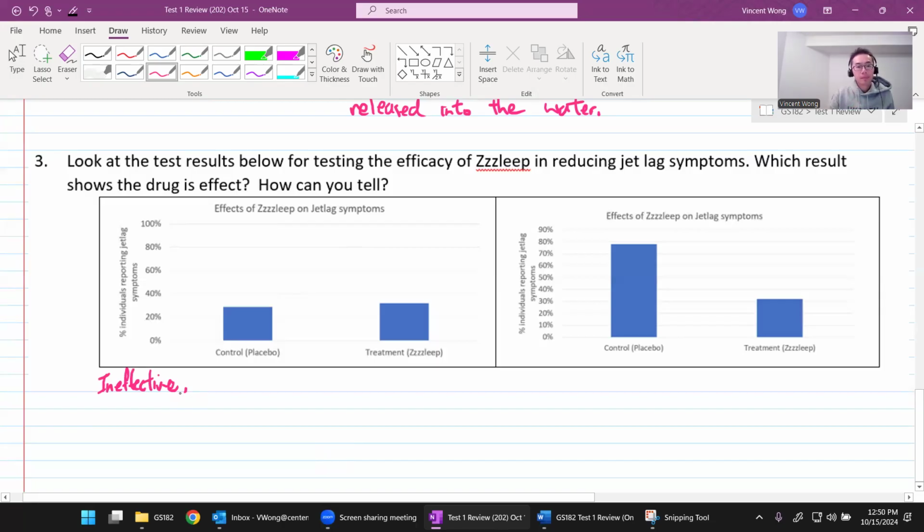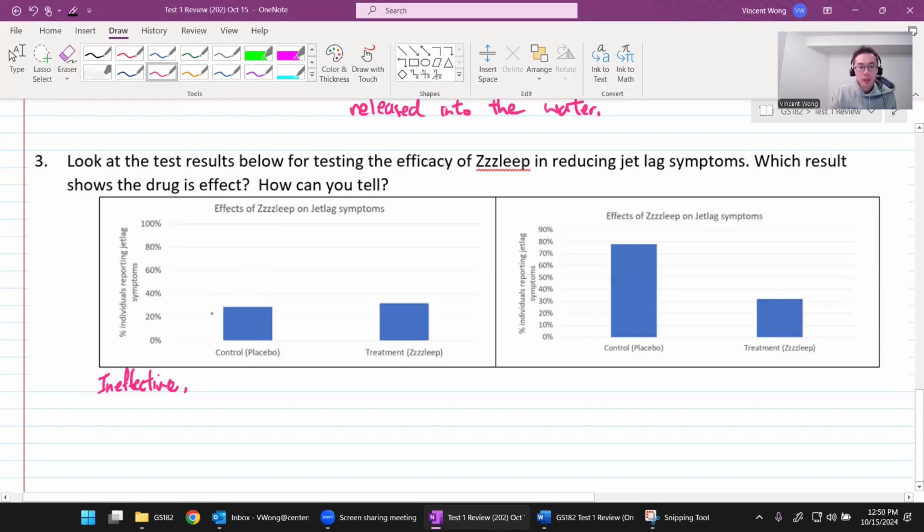There's no change in symptoms. But there is change though. It's less people, right? We only have less than 40% of the people experiencing jet lag. People that psychologically believe that it helps to reduce the jet lag. Okay, yeah, basically. I think you're on the right track here.